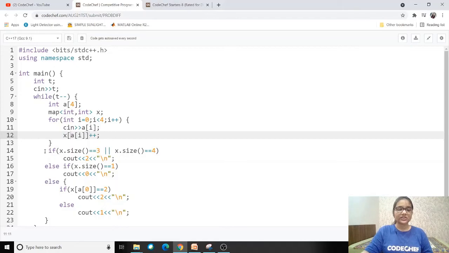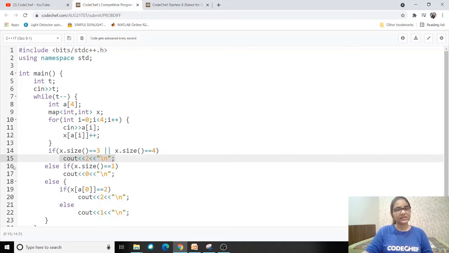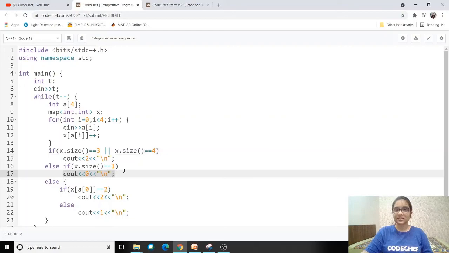After that, we just have to check if the size of the map is 3 or 4. That means if there are 3 or 4 difficulty levels in all, then definitely the answer will always be 2. We will be able to form only 2 problem sets. In the next case, I have checked if the size of the map is 1, that is, there is just one difficulty level available for all the 4 problems. In that case, the answer will always be 0. We cannot form any problem sets.